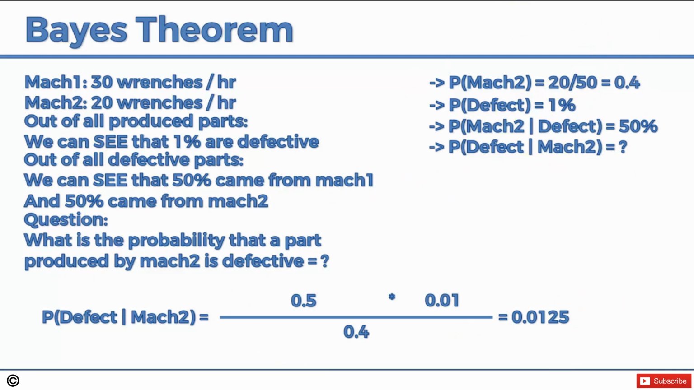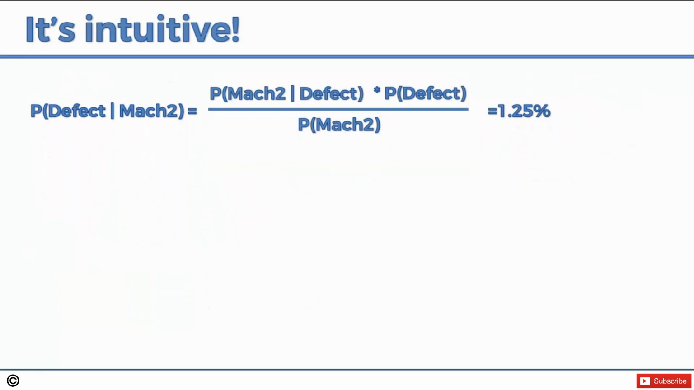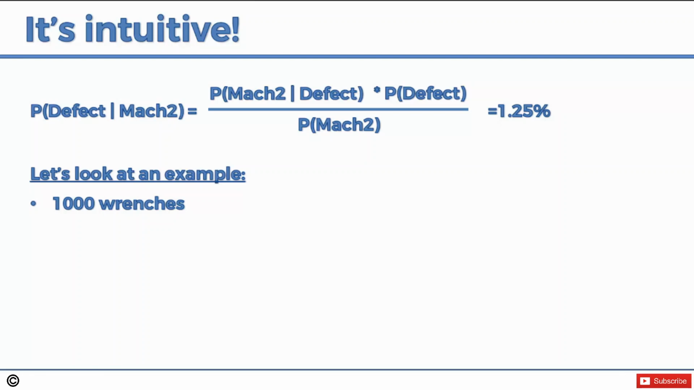Now let's move on to the intuition, the fun stuff, right? So there's 1.25%. Let's move this to the top. That's our Bayes' theorem. And let's look at an example, and you'll see that it's actually very, very intuitive what we just did. It all makes total sense. So let's look at an example. Let's say we produced 1,000 wrenches all total. So in total, we have 1,000 wrenches after the two machines were working for some time.